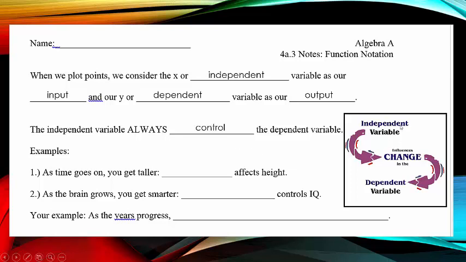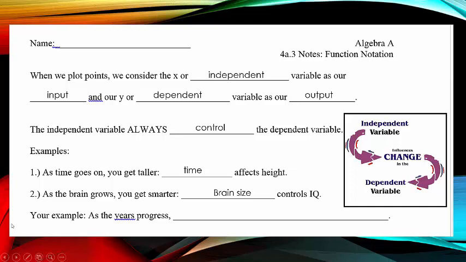And there's a little visual here. So the independent will go into effect. It will influence the change in the output, or the dependent variable. So some examples of this could be, as time goes on, you get taller. So therefore, time affects height. Another example is, as your brain grows, you get smarter. So you could say that your brain size controls your IQ, your intelligence.